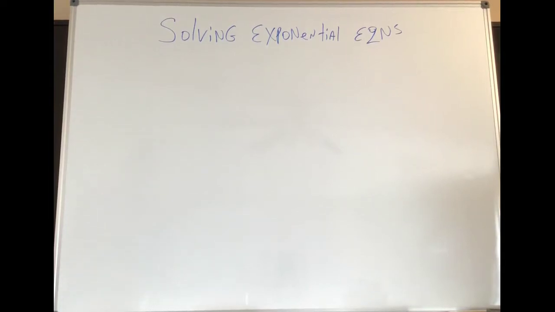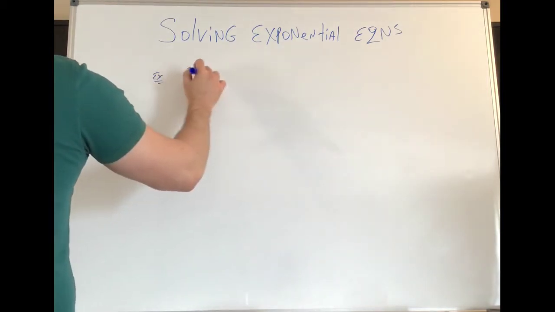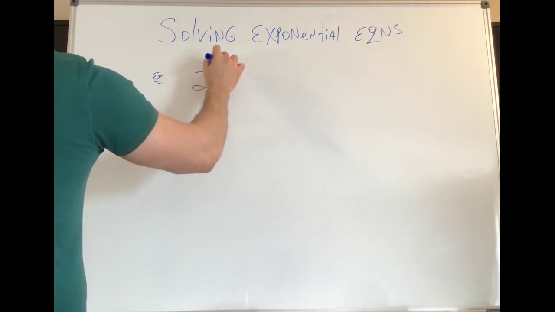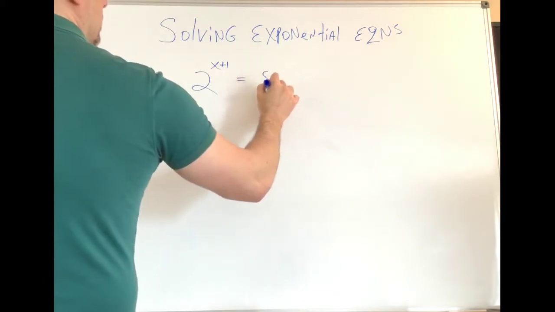All right, the previous lesson was logarithms. This is the final lesson before the trig, and it follows the previous lesson. So let me just show you a quick example. Let's say I said 2 to the x plus 1 equals, I don't know, 8.